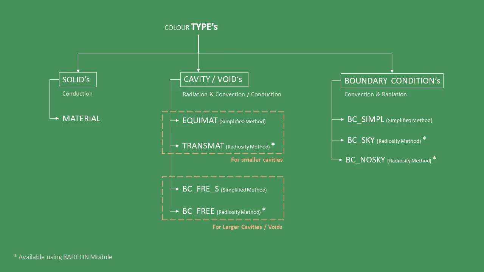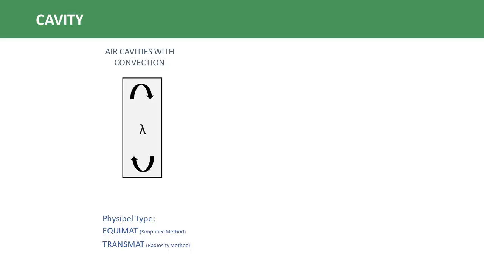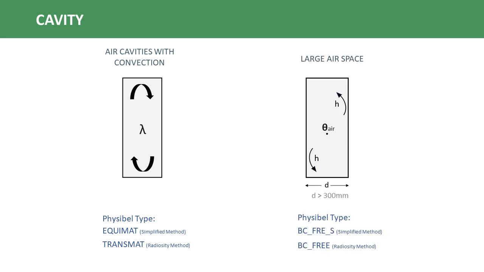Next, the types for cavities and voids are Equimat, Transmat, BC-free S and BC-free. For the first two types, Equimat and Transmat, convection is treated as a conductive medium. An equivalent thermal conductivity is calculated as per ISO standards. For the latter two types, BC-free S and BC-free, convection is modeled with one convection node, which assumes perfectly mixed air. This is typically used for bigger cavities, say bigger than 300 mm.